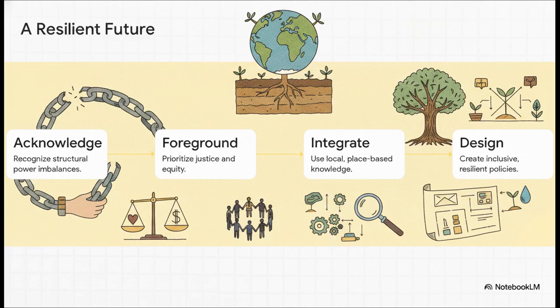First, we must actively acknowledge the structural power imbalances in land tenure and resource access. We just can't pretend everyone is starting on a level playing field. Second, we've got to foreground justice and equity, placing human well-being above mere yield and profit. Third, we must integrate local, place-based knowledge rather than arrogantly imposing one-size-fits-all technological solutions from the top down. And fourth, by doing all this, we can design inclusive, participatory policies that make our agricultural systems resilient for everyone involved.